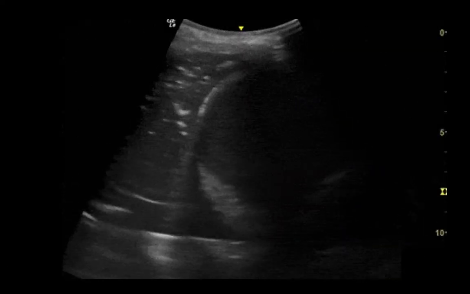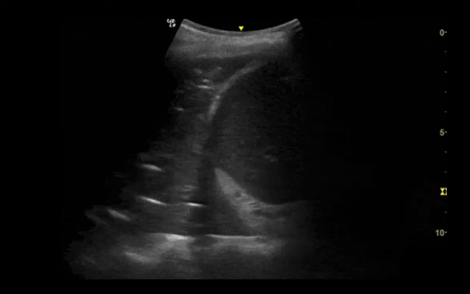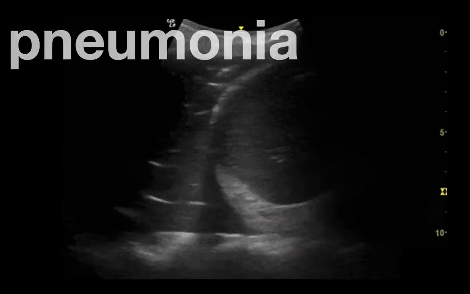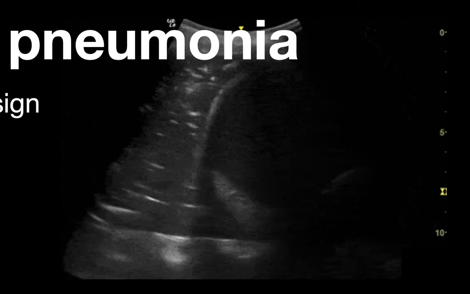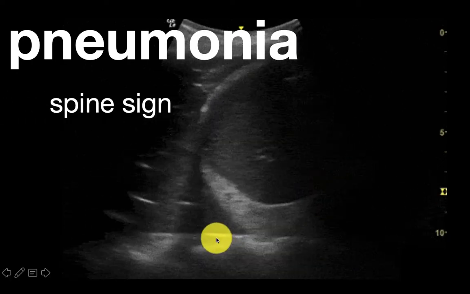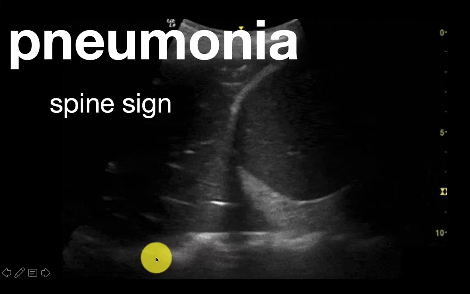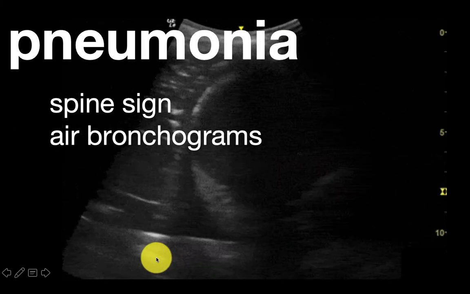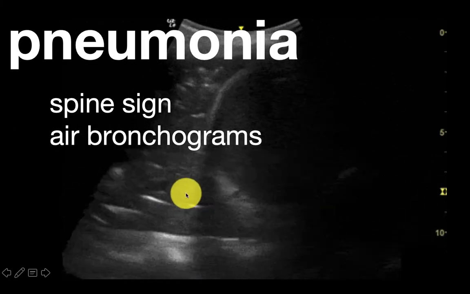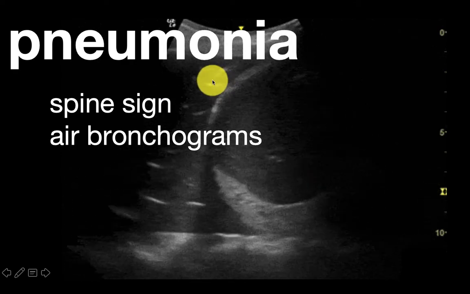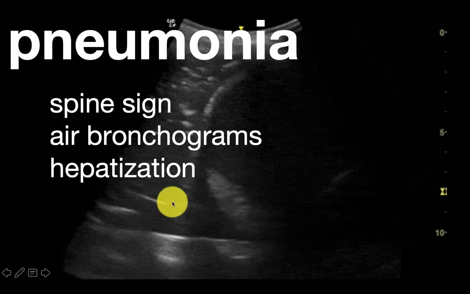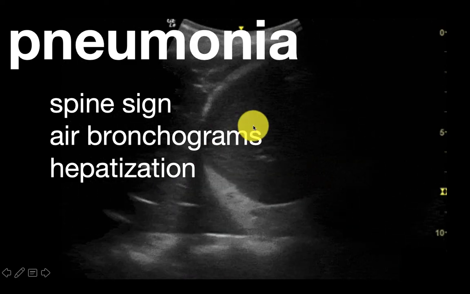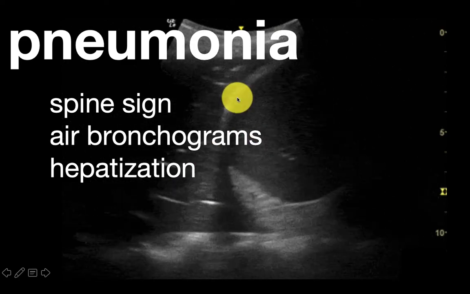I always tell our learners to also scan upwards and look at the lung parenchyma itself. So this is a case of pneumonia, and what you're actually seeing here is a few key findings. First, you're seeing a spine sign, a reflection of the spine on the opposite side of the diaphragm. Next, you're seeing these air bronchograms, which are these hyperechoic lines that are kind of diffuse throughout the lung parenchyma itself. Next, you're seeing hepatization, so the lung itself starts to look like the same texture of the liver.